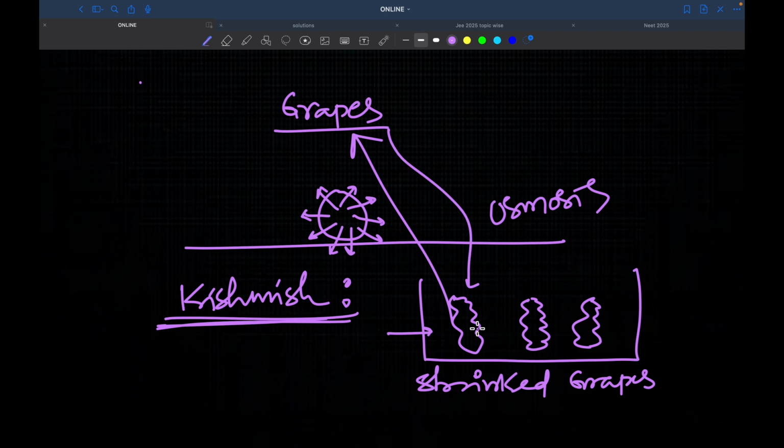It becomes a kishmish. But when you keep the kishmish in water, it absorbs back. So water will enter into the kishmish, and this kishmish will become like a grape. The raisin becomes like a grape again. You can do the experiment. Put some 4 to 5 grapes in a bowl of water. Leave them for 24 hours.